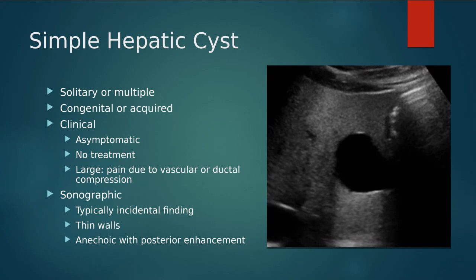On ultrasound, they're typically going to be an incidental finding. They're going to have nice thin echogenic walls. They're going to be anechoic with our normal posterior enhancement. So that's the classic appearance of a cyst, and we don't worry about them, particularly when they are in the liver.